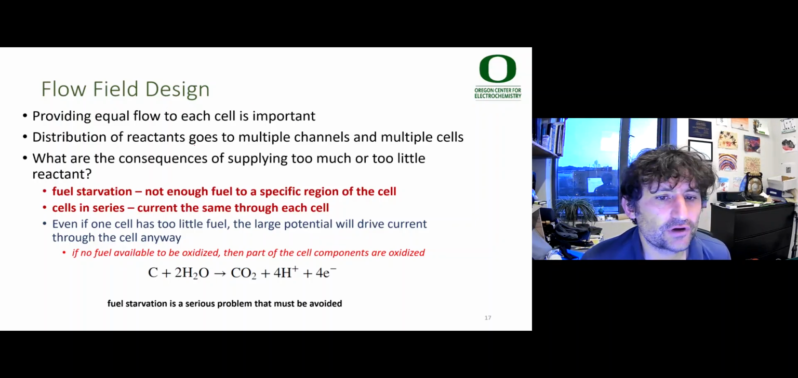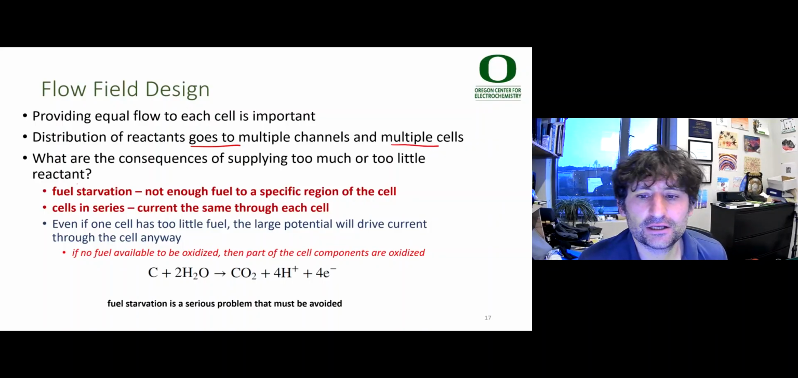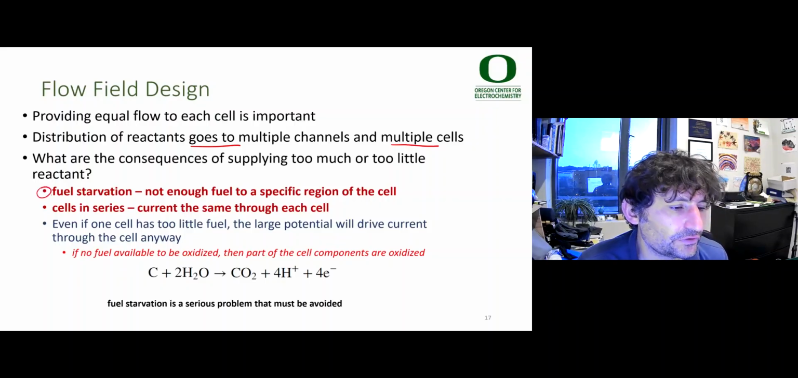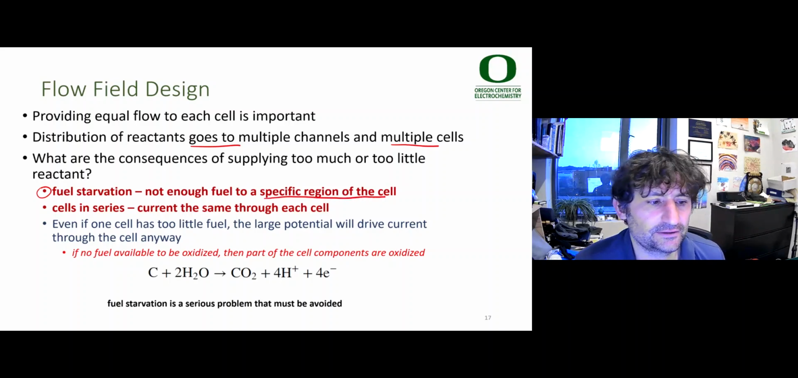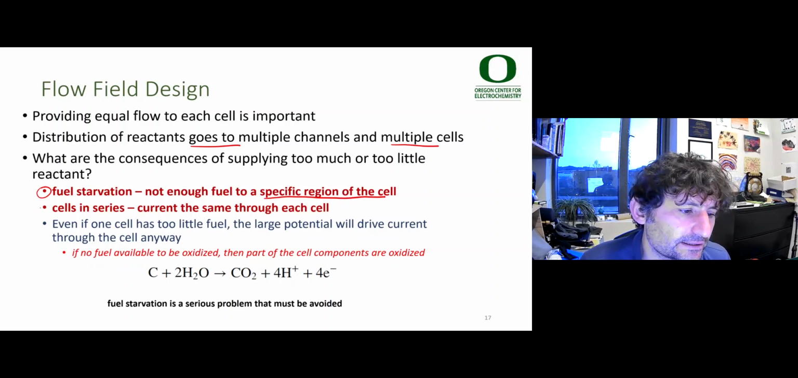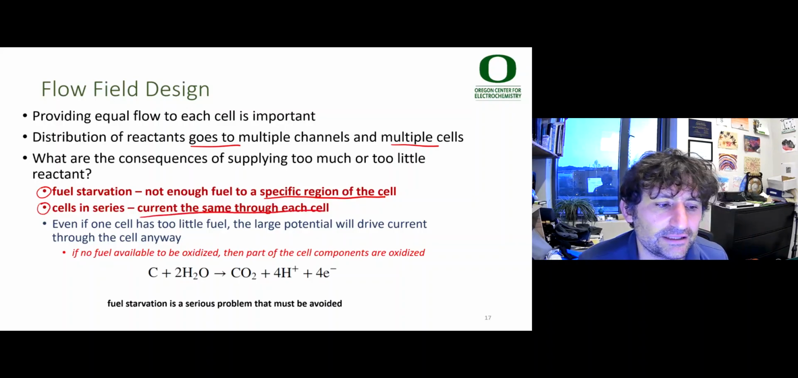The distribution of reactants goes to multiple channels and to multiple cells. So let's think through what the consequences are for us supplying too much or too little reactant. One thing that can happen is called fuel starvation. This is when there's not enough fuel to a specific region of the cell. And this can happen because the cells are in series. So the current has to be the same through each cell.